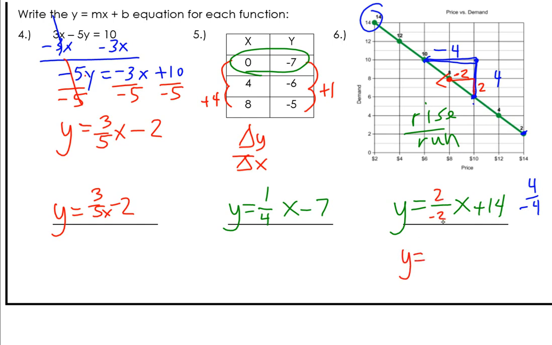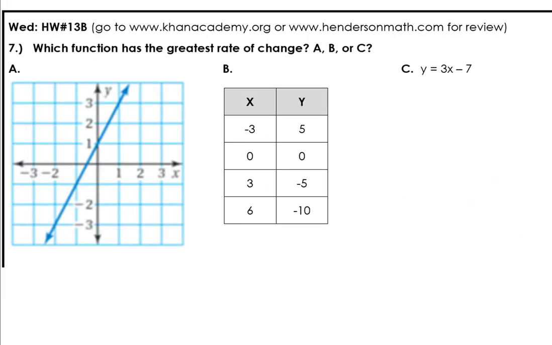2 divided by negative 2 is negative 1. I'm going to leave the 1 invisible because I can. So this answer is good, but this answer is better. Let's turn it over to the back side.